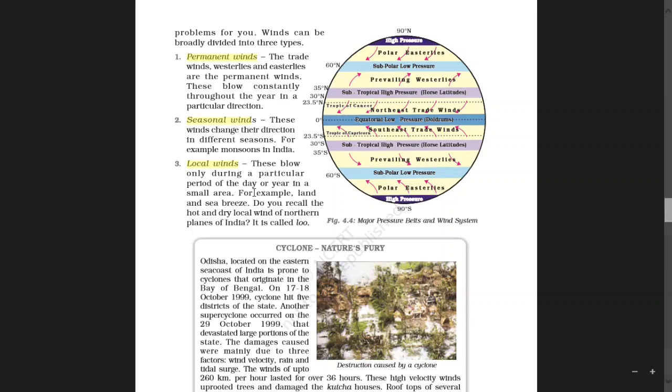Okay, the wind which blows there is hot and dry. That means in the local area in the northern plains, it is known as Loo. Cyclone and nature's theory has been given here. You go through this and read it.